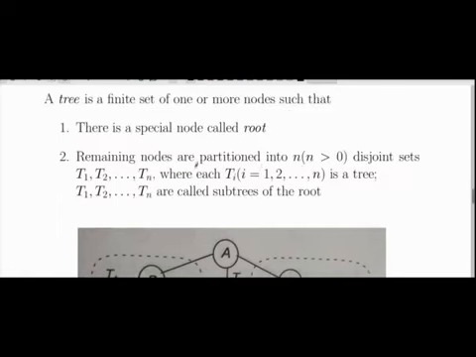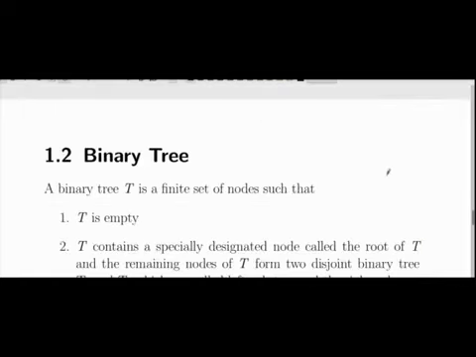So generally it is defined as remaining nodes are partitioned into n disjoint sets T1, T2 up to Tn, where each Ti is a tree. This is how you define a tree. Then we will see a type of tree called binary tree.